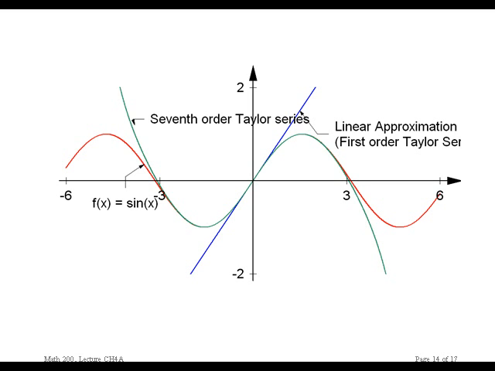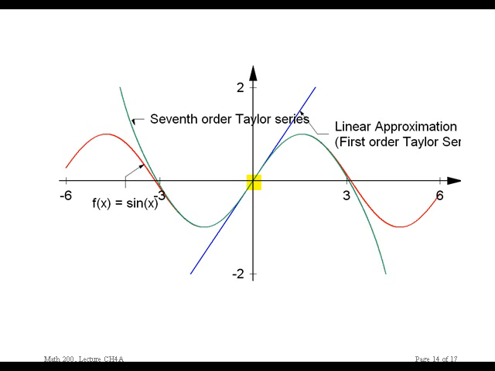Okay, here's the result. The red line is the sine of x. That's the function we were trying to approximate. And we're trying to approximate it about the point x equals 0 right there. So for the Taylor series, everything matches up right there: the derivatives, all the derivatives, and the function value.